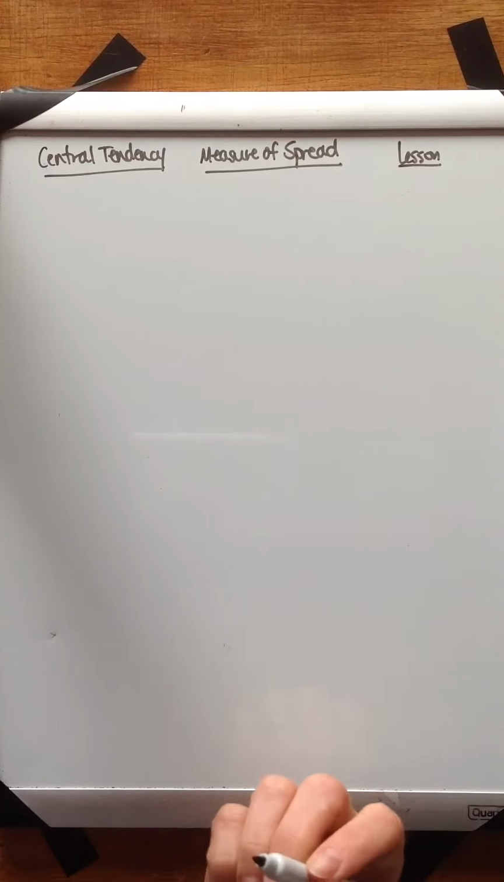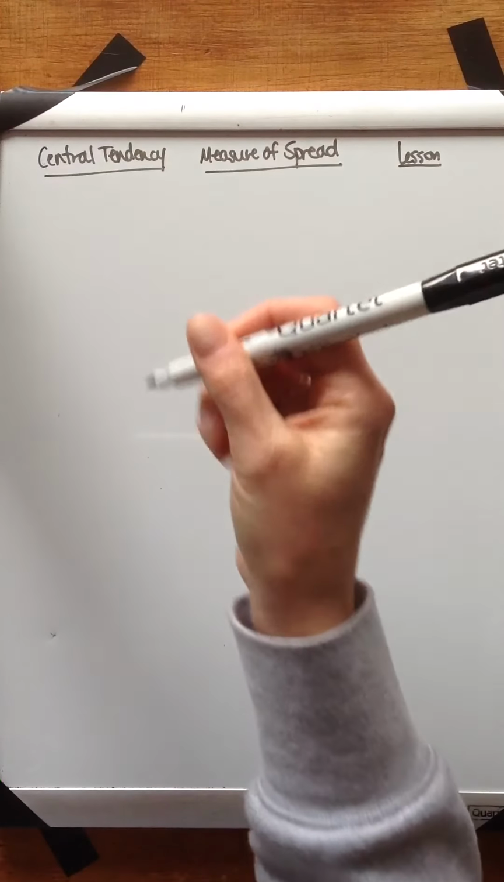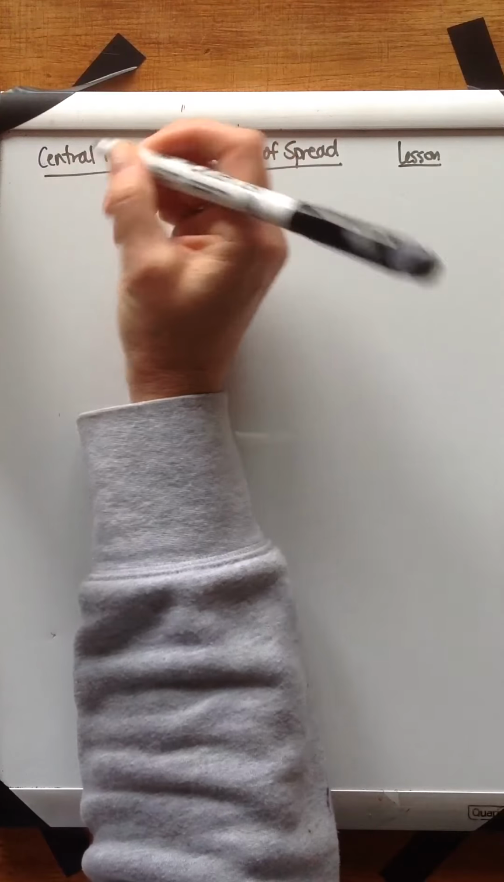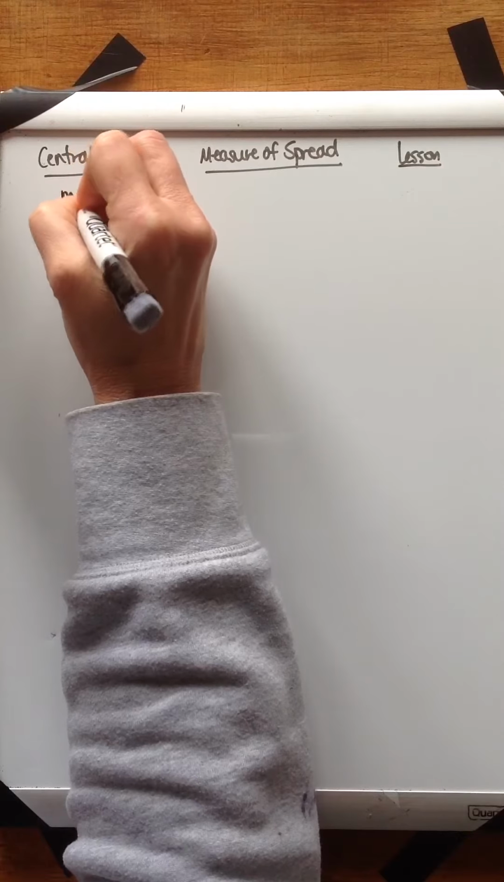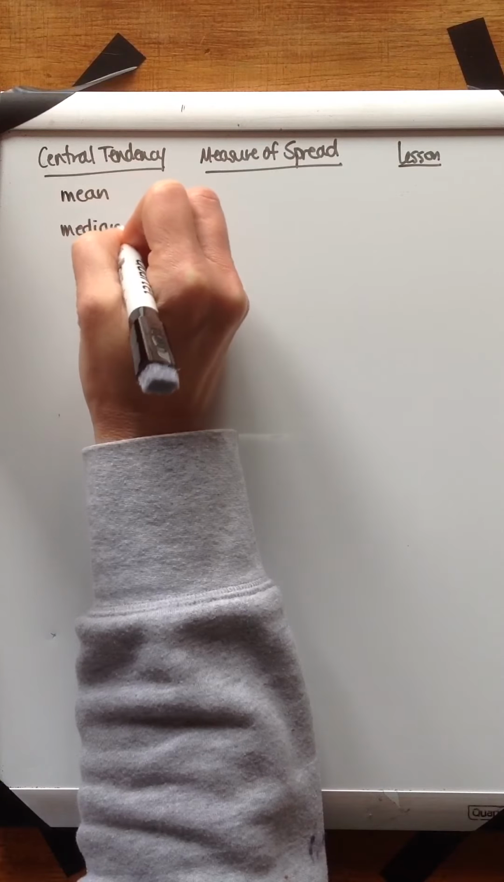To finish off Chapter 6, we're going to look at our final lesson called More Measures of Spread. I'd like to backtrack just for a moment. We looked at central tendencies before we looked at measures of spread. Two of our central tendencies were median and mean. I'm going to do mean first and median second. Central tendencies with respect to a data set.